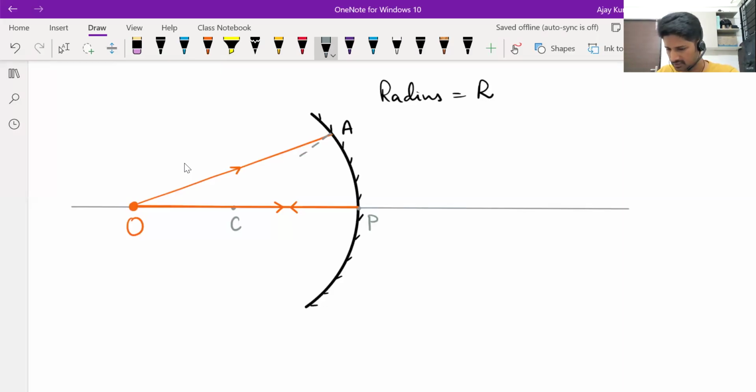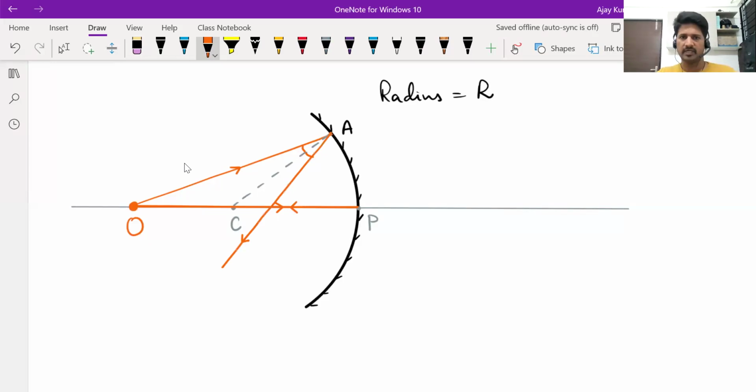I am drawing it in dotted line. This is the normal. And why do we need to draw the normal? Because that will help us draw the reflected ray, keeping the angle of incidence equal to the angle of reflection. I can easily draw the reflected ray like this now, this way. Fine. So one incident ray was taken along the line OCP.